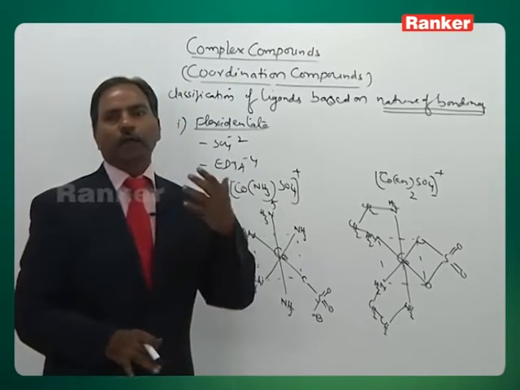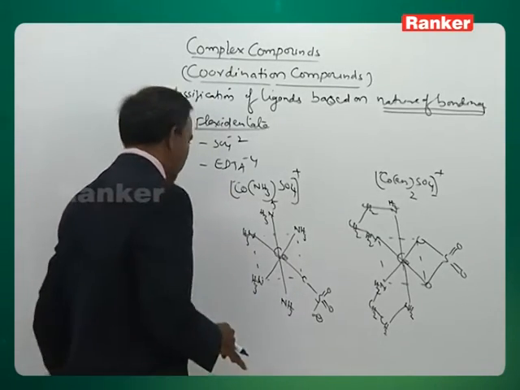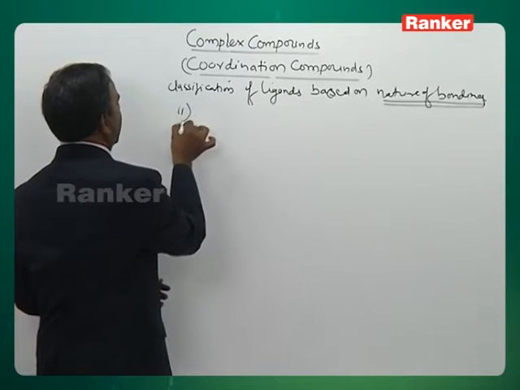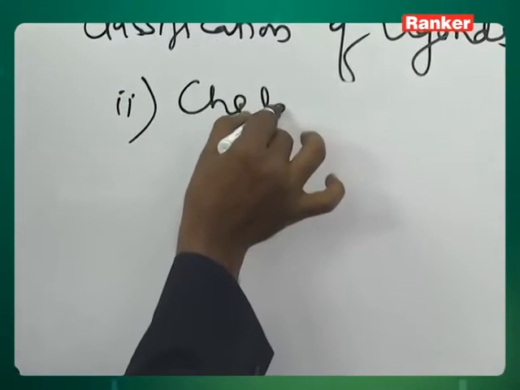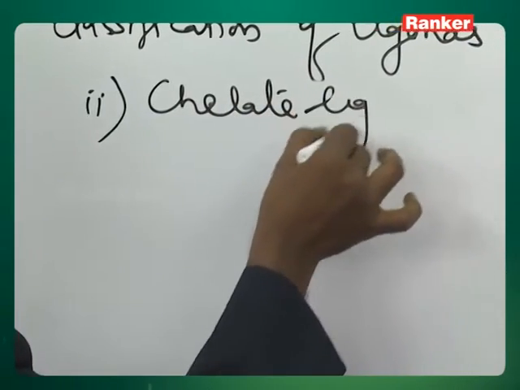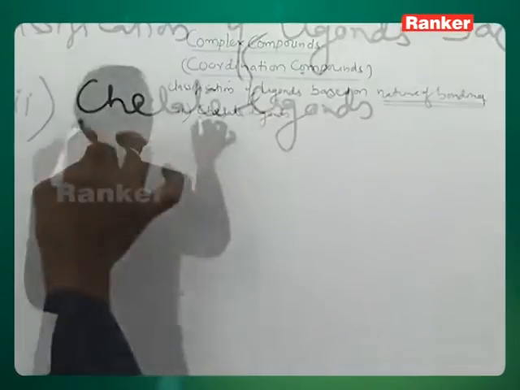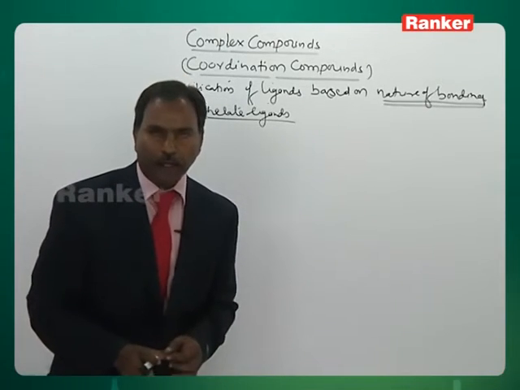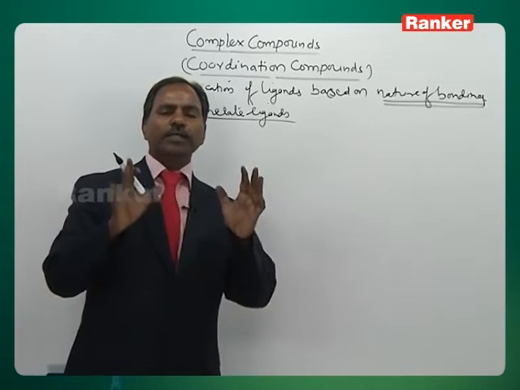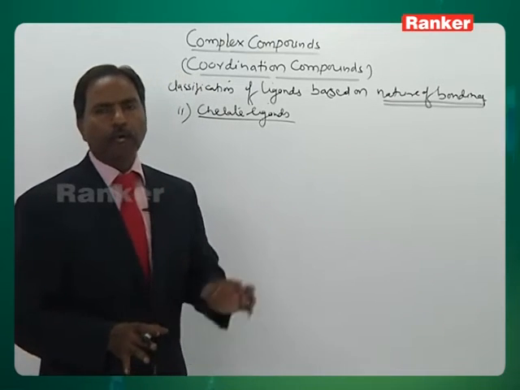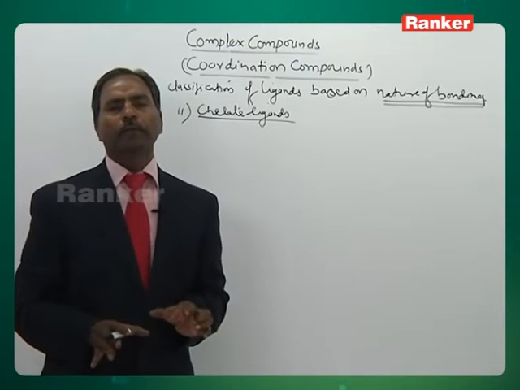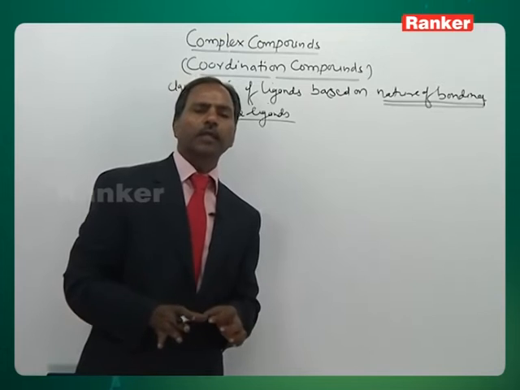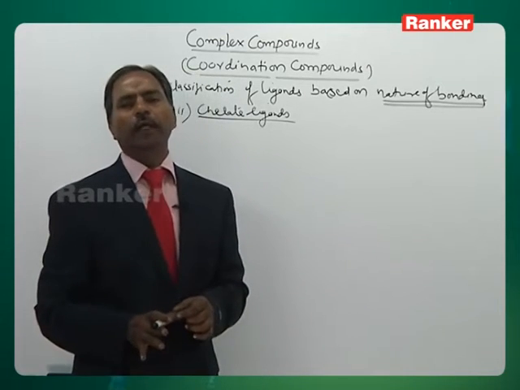Next, let us see what are chelate ligands. Second type you see is chelate ligands. All the polydentate ligands are considered chelate ligands. If the denticity is 2 or more than 2, by involving all the donor atoms in bonding around the metal ion, they are forming rings. Such rings are known as chelate rings. Ligands are known as chelate ligands.